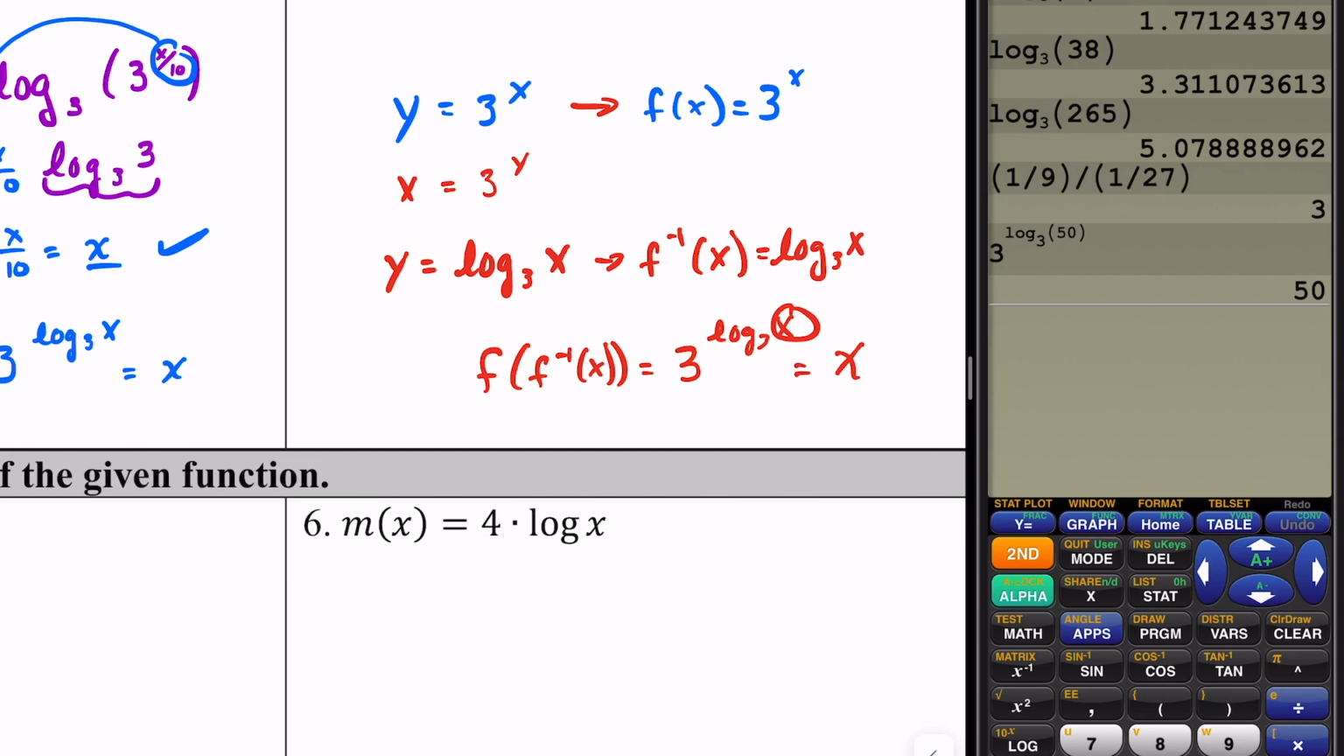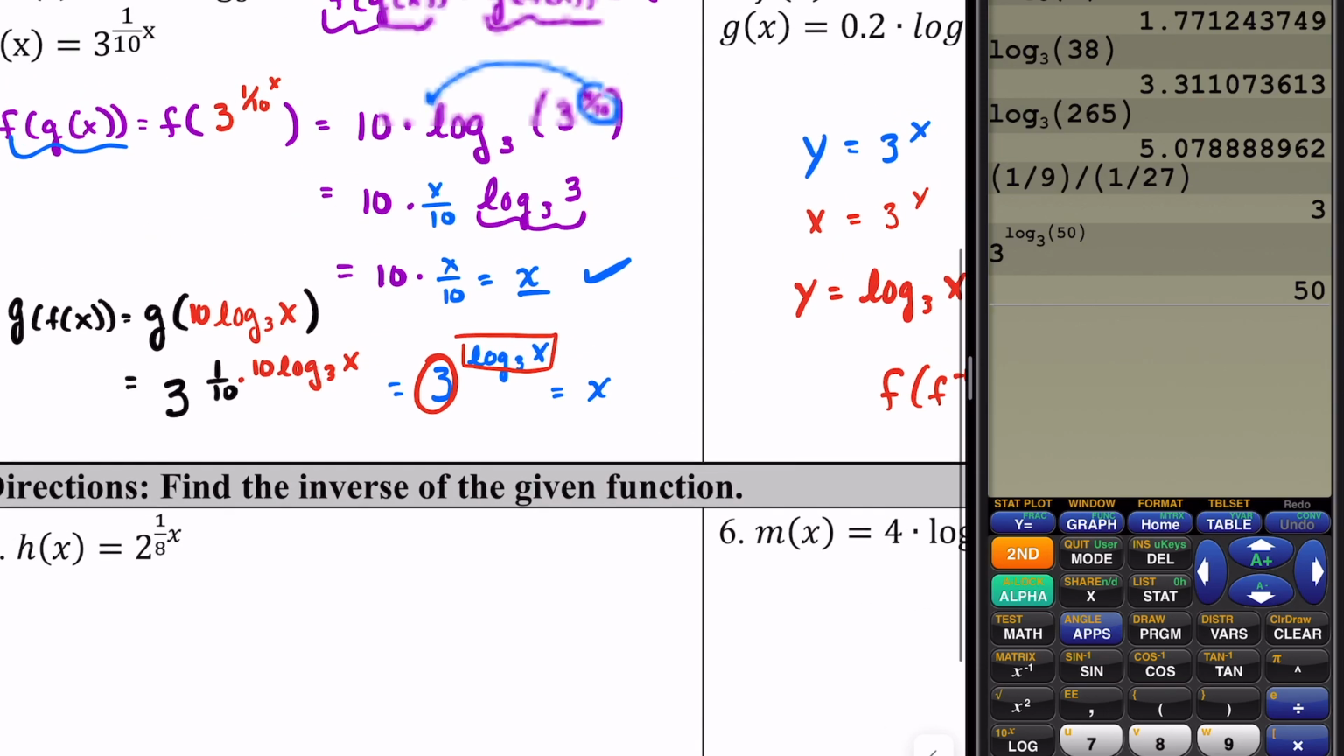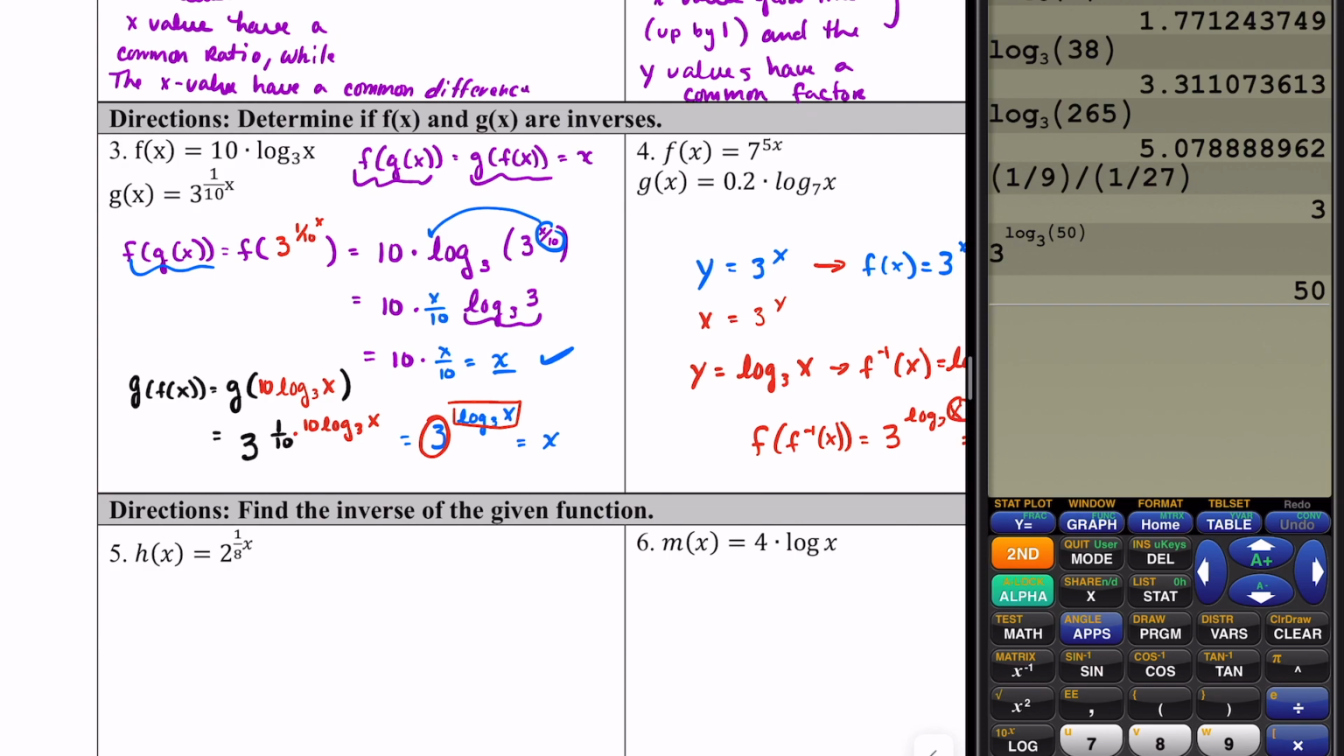So I've got inverse functions in this problem right here. I have a 3 to the power, and in the exponent, what have I substituted in? The inverse of it, log base 3 of x. So log base 3 of x does something, then 3 to the power undoes that, and you end up with x again. So these two are inverses, and we have shown they are by showing that f of g of x equals g of f of x, and they both equal x.